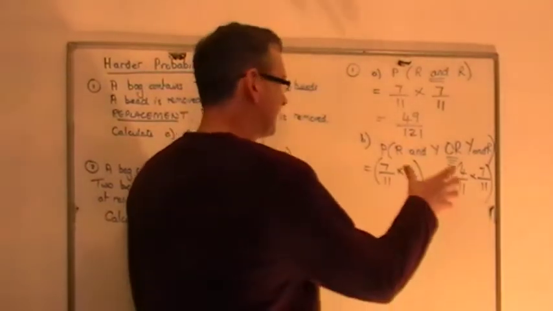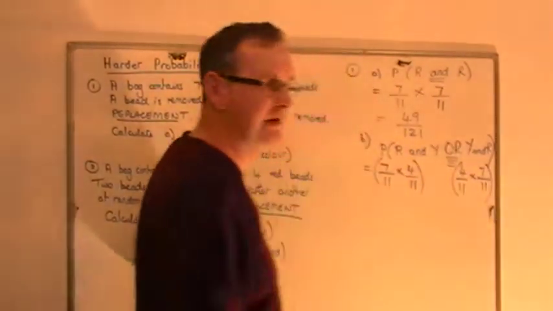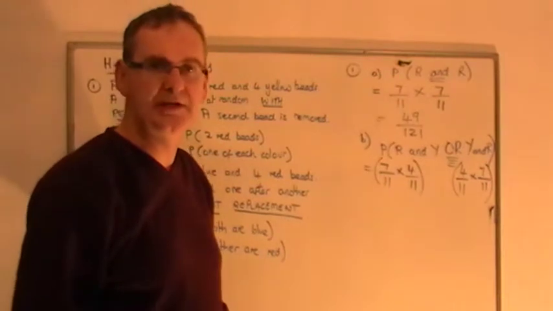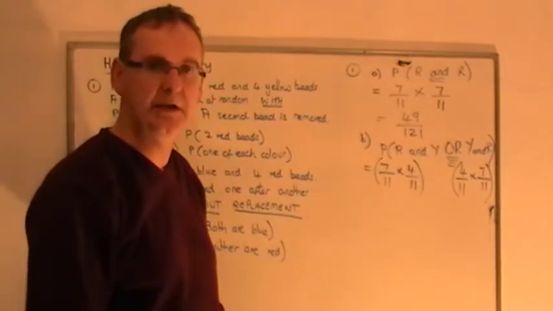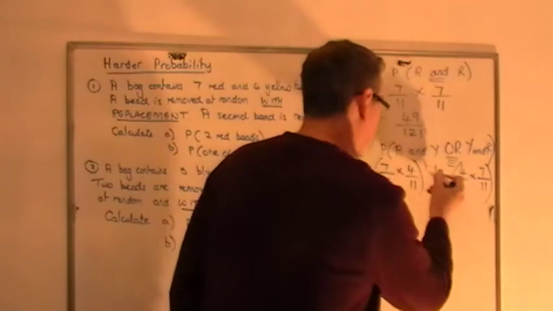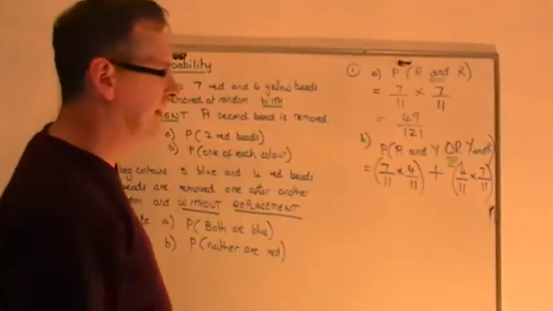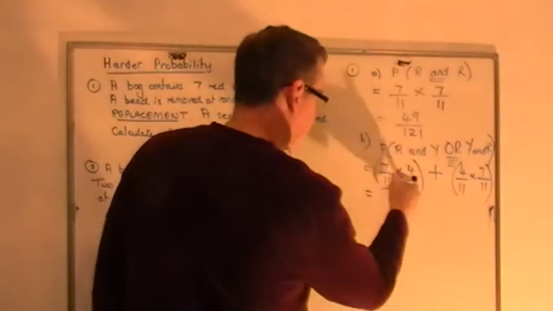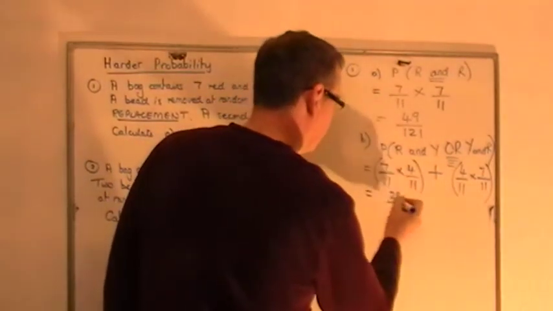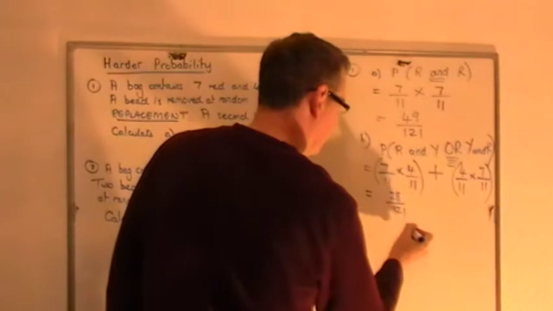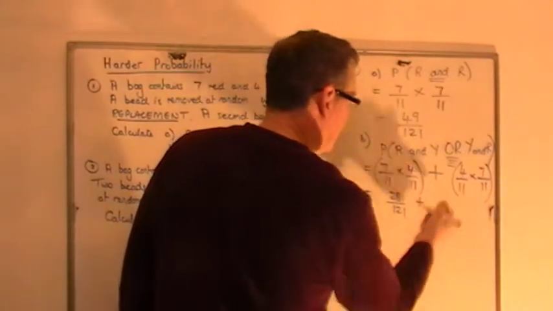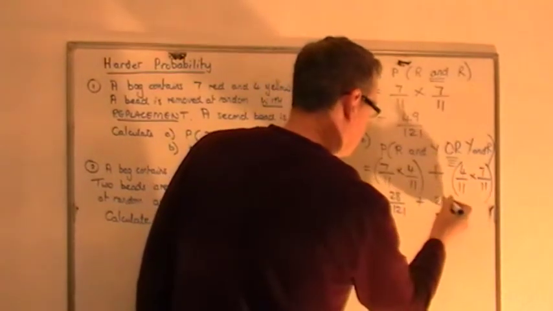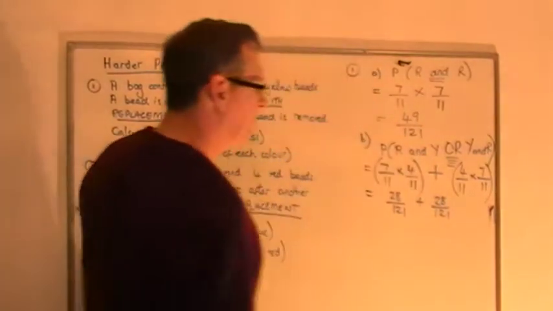Now if you want that or that to happen, remember what we do in probability. The word or has a specific meaning. You change it to a plus sign. So we have to do that calculation. So we end up with 7 times 4 is 28 over 11 times 11 is 121, plus 4 times 7 is 28 over 11 11s are 121.